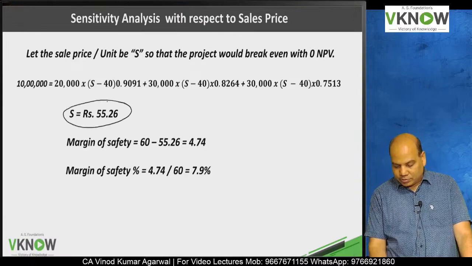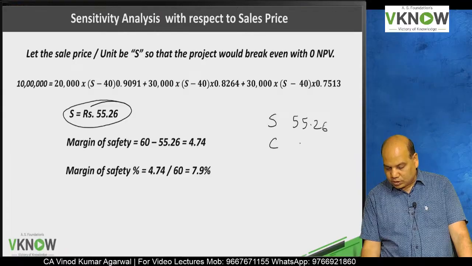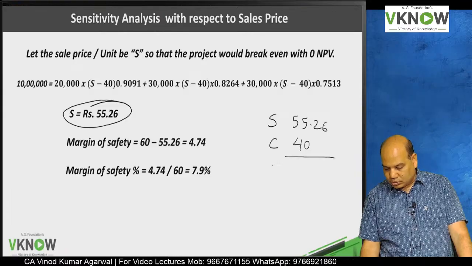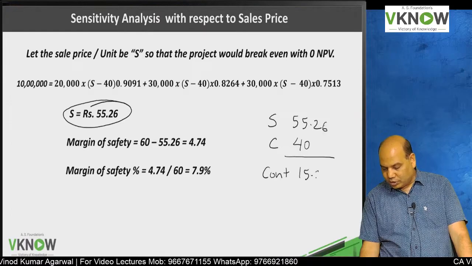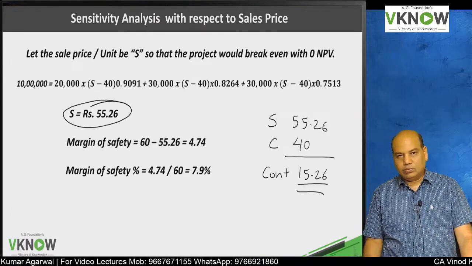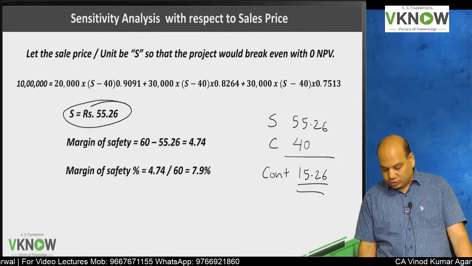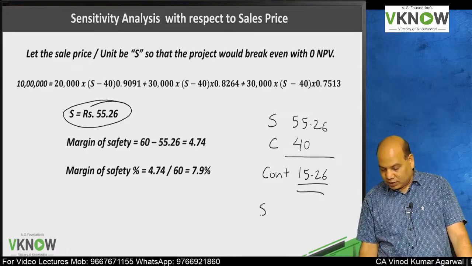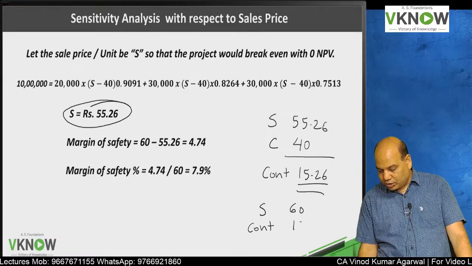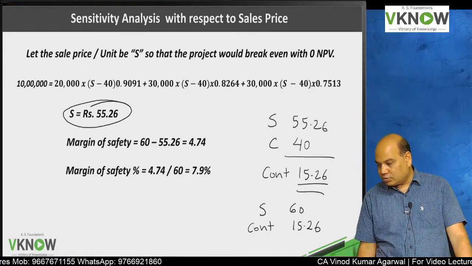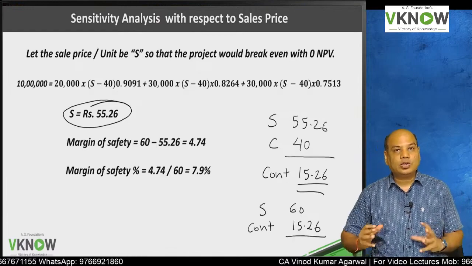So selling price is 55.26. Cost is 40. So contribution required is 15.26, which means I will break even when contribution is 15.26. So in the second answer, my selling price will be 60, contribution needed is 15.26. So I don't have to solve an equation, I have to just use my logic.